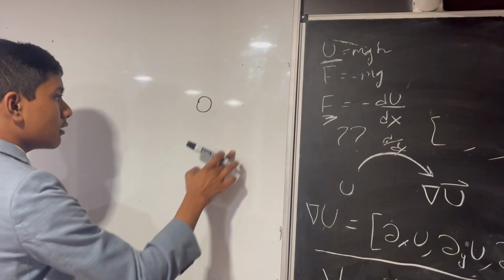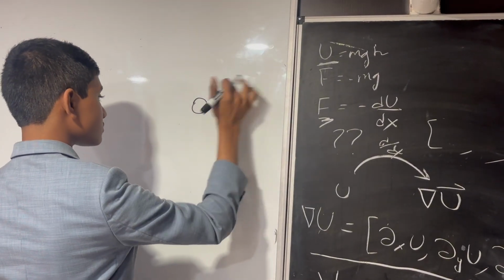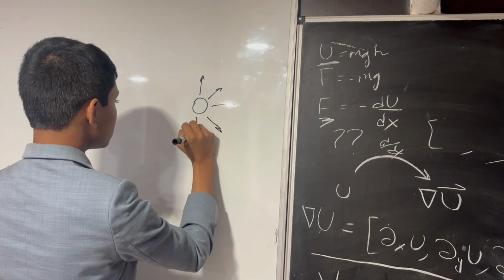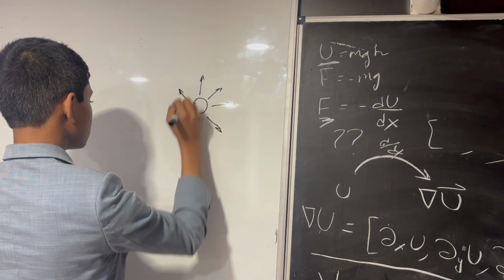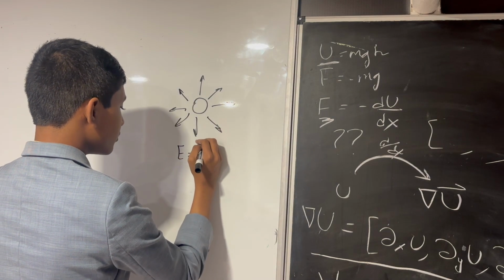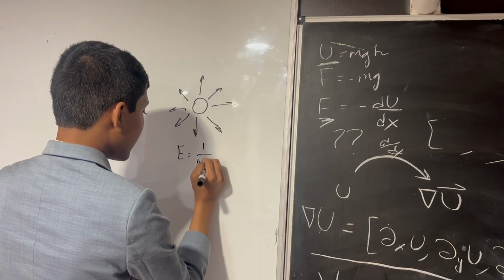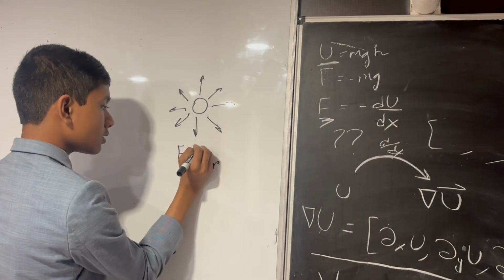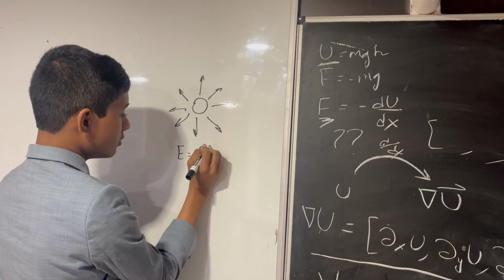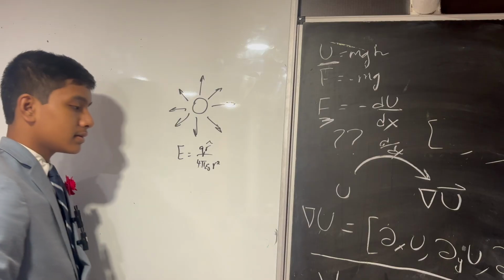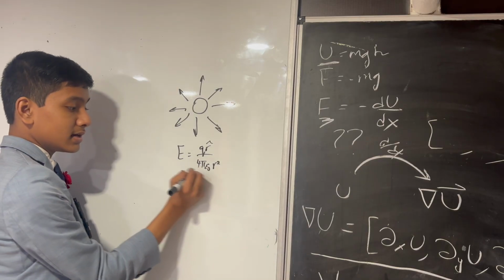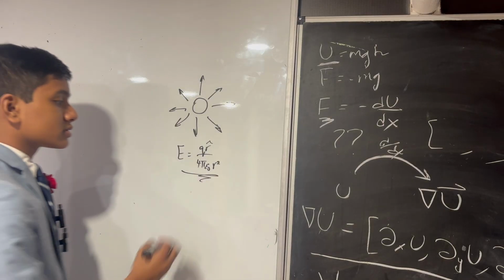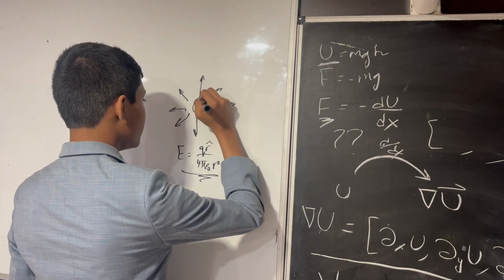So we know that this guy is going to emit an electric field equivalent to 1 over 4 pi epsilon naught r squared, positive, right? q r hat. So this is the electric field according to Coulomb's law of this charge with magnitude q.